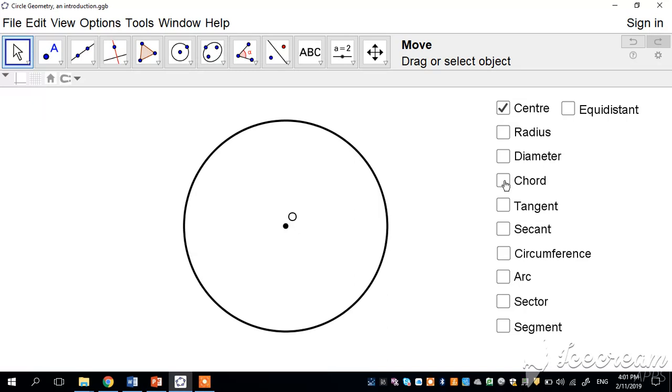All right, so what's a chord? Well, a chord is a line segment that passes from one point of the circle to another that does not pass through the center.